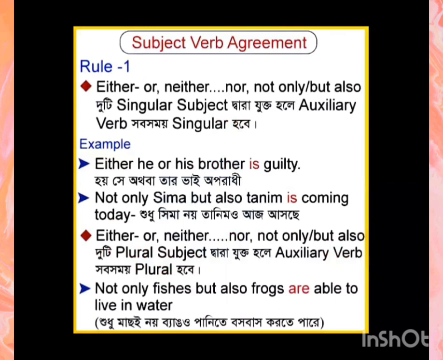Now we have to follow the rules which are given here. Subject-verb agreement: either/or, neither/nor, not only/but also. It is a singular subject and it has an auxiliary verb. The example is: either he or his brother is guilty. Is guilty means feeling shameful.